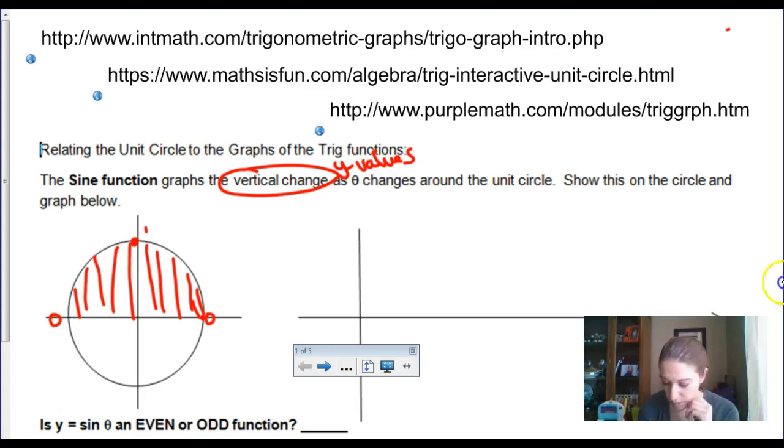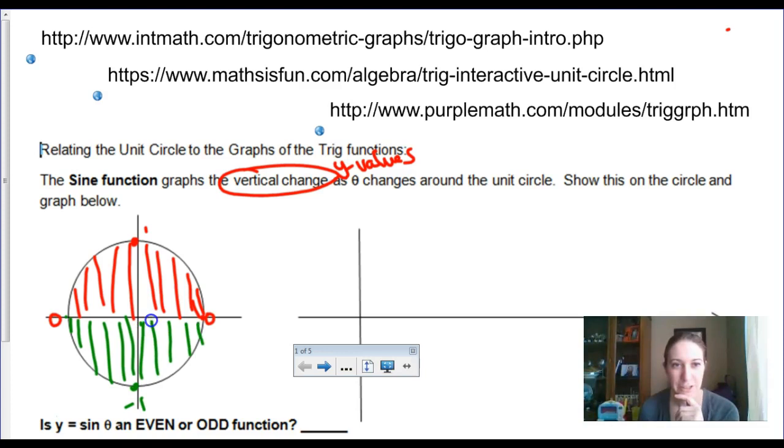Continuing with the unit circle, the vertical changes here are still 0, but then these vertical changes are all negatives, because down here the vertical change is a -1, and then it keeps getting closer and closer back to 0.